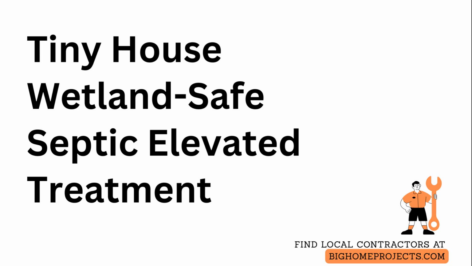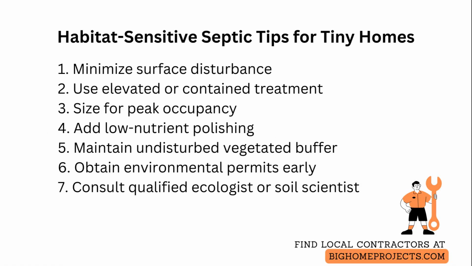Avoid placing a septic system for a tiny house in or near sensitive habitat without careful ecological planning. Design the system to minimize surface disturbance and prevent nutrient or pathogen release into adjacent habitat. Choose elevated or contained treatment units, such as above-ground aerobic treatment units or sealed composting systems that eliminate groundwater infiltration and keep effluent away from root zones.